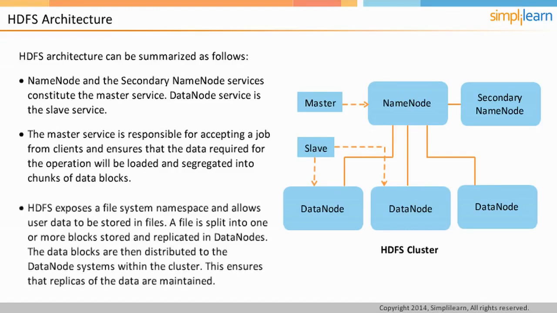HDFS exposes a file system namespace and allows user data to be stored in files. A file is split into 1 or more blocks, stored and replicated in data nodes. The data blocks are then distributed to the data node systems within the cluster. This ensures that replicas of the data are maintained. In the next screen, we will understand the HDFS operation principle.